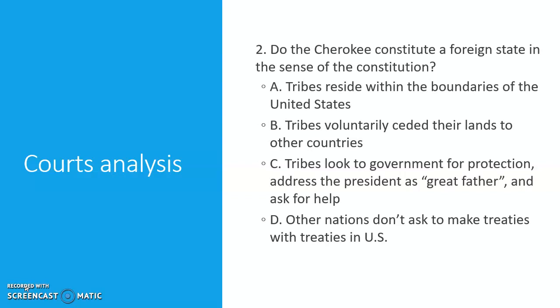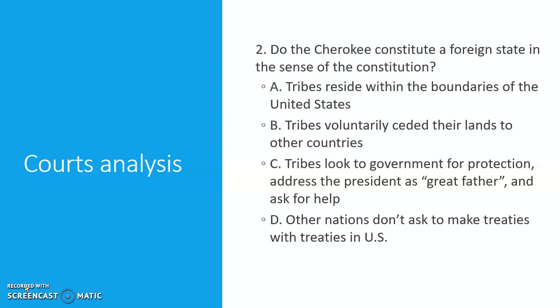The secondary question, though, is where the bigger issue arises. Do the Cherokee constitute a foreign state, because we've signed treaties with them in the sense of the Constitution? And this is where the idea of domestic dependent nation comes in.